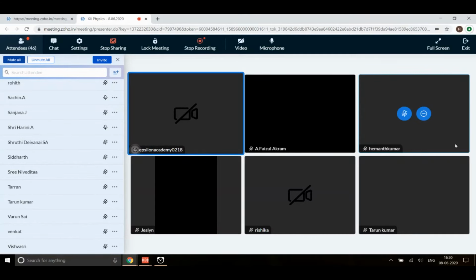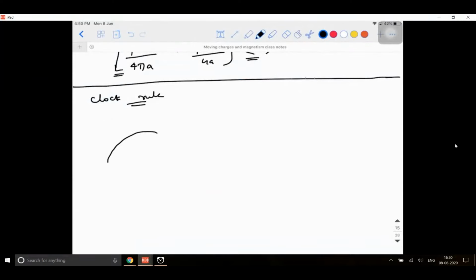I'll just draw the diagram. I hope you will be able to recollect this concept. If I have a permanent magnet like this, north pole is like this, south pole is like this, the field flows in this way. So north to south outside the magnet and south to north inside the magnet.